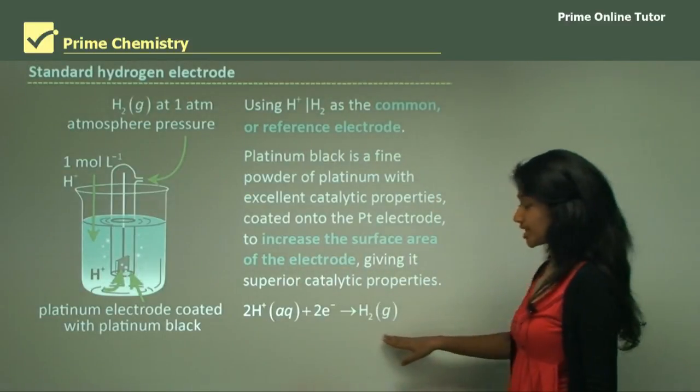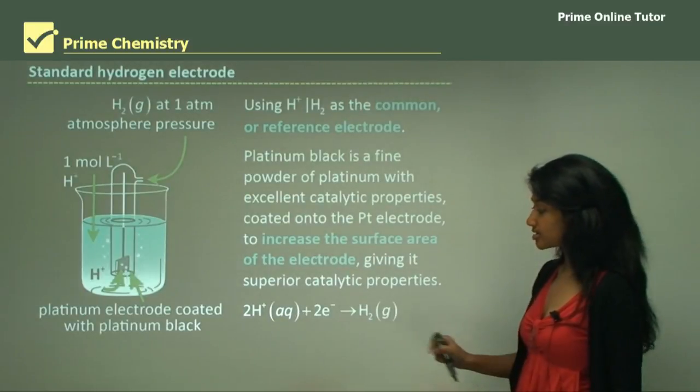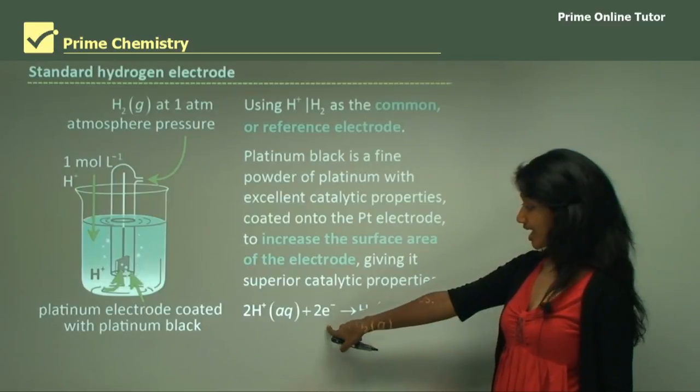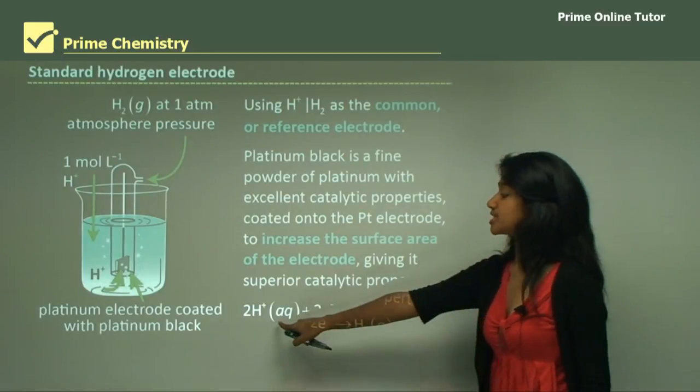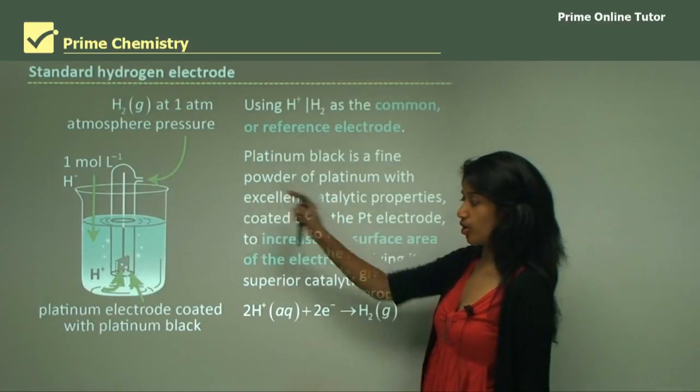This is the reaction that is undergoing in that cell there. We have the hydrogen ions reacting with the electrons here. So it's gaining electrons to form hydrogen gas, and hydrogen gas is given off.